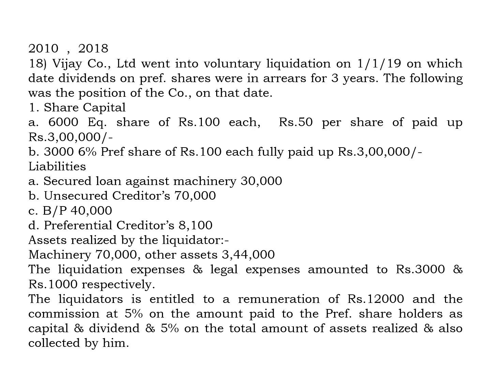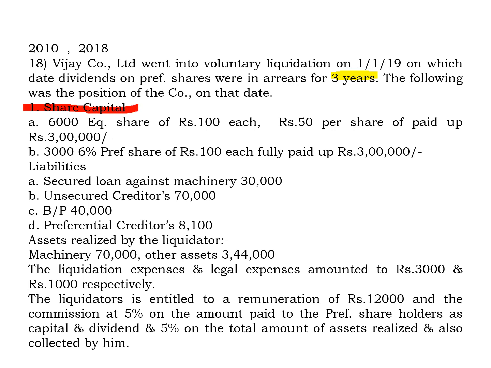Vijay Company Limited went into voluntary liquidation on 1st January 19, on which date dividends on preference shares were in arrears for 3 years. So we have dividend arrears for 3 years. The dividend is pending for 3 years. For whom? The preference shareholders.